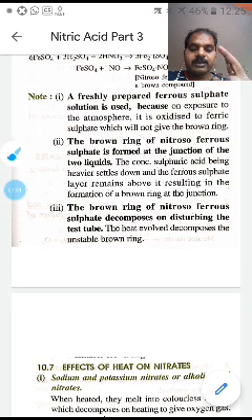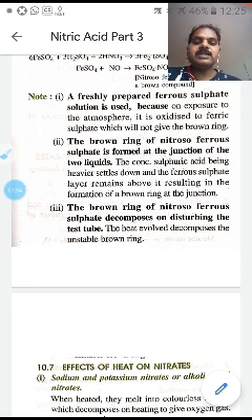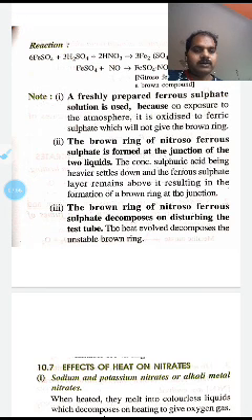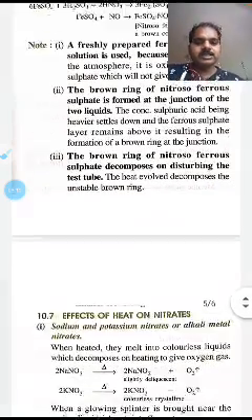Now, there are 3 points to be noted: we need a freshly prepared ferrous sulfate solution, because on exposure to atmosphere, ferrous sulfate turns to ferric sulfate, and that doesn't give the reaction. The brown ring of nitrosoferrous sulfate is formed at the junction of the two liquids, and for this we have to pour sulfuric acid very slowly, and sulfuric acid being heavy will go down. Okay, if we disturb the test tube, the brown ring can decompose or vanish, or it may so happen that the whole of the solution will become brown.